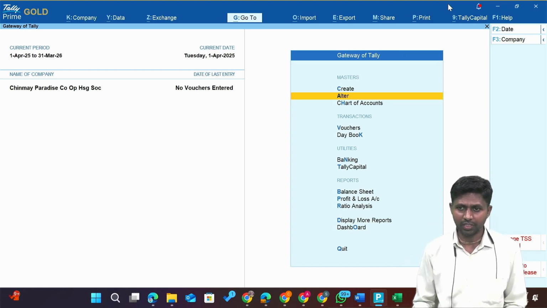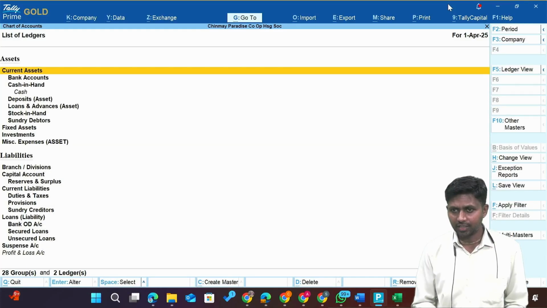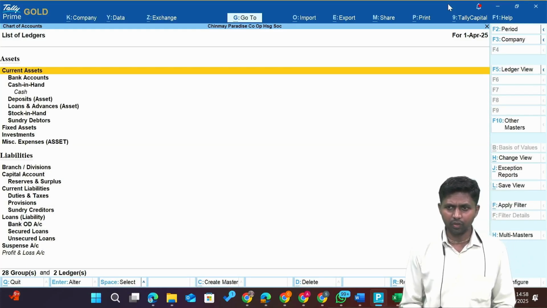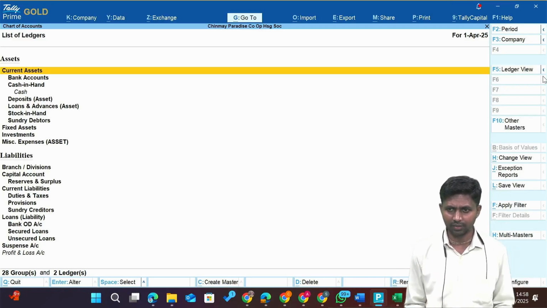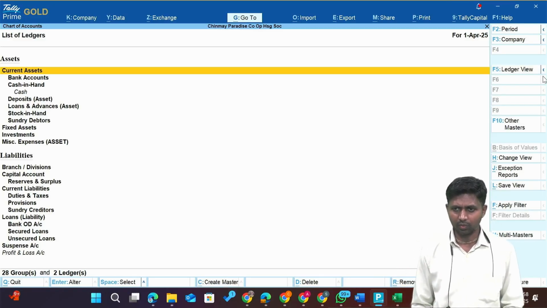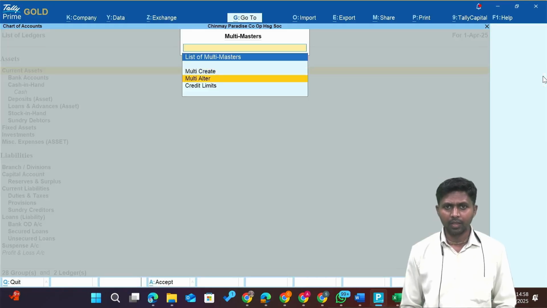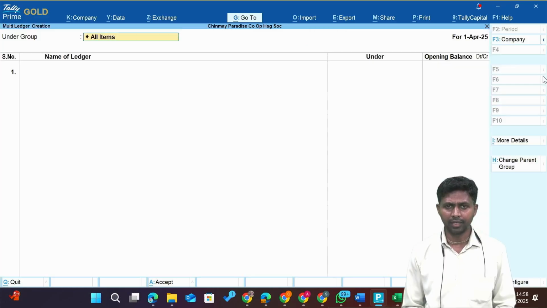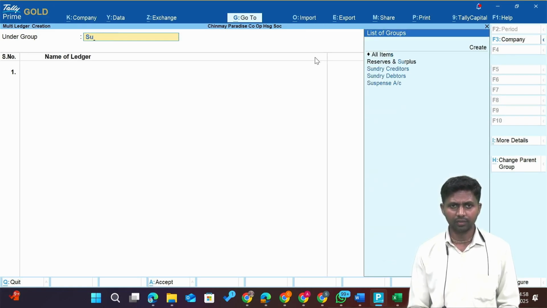Therefore, just concentrate here. Chart of accounts, say ledgers, and then after that somewhere you will get multi-master. Now here, let's say multi-masters. Okay. Now what is the shortcut for that? Alt H is the shortcut. Now say Alt H. Then Alt H, say multi create. To multi create here. Now we can import. Correct.